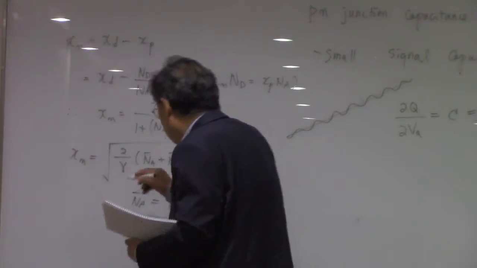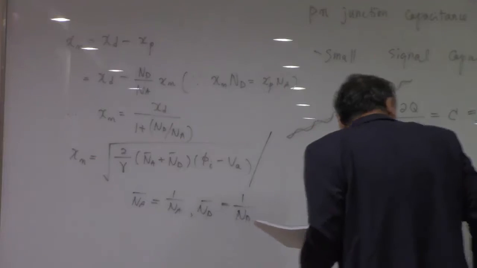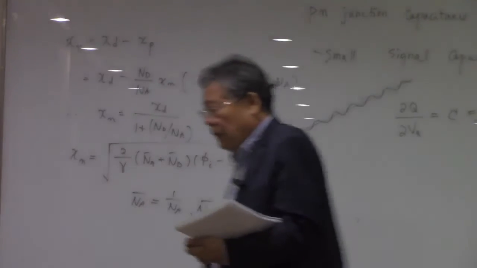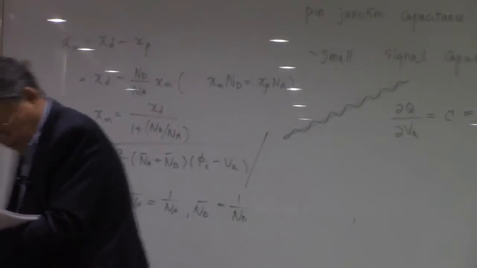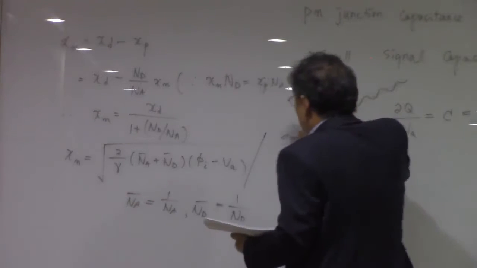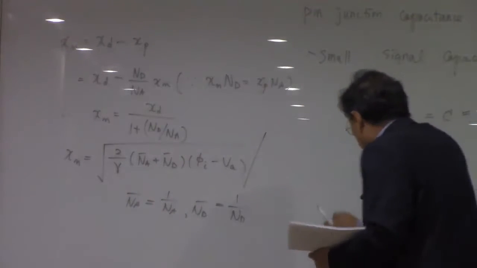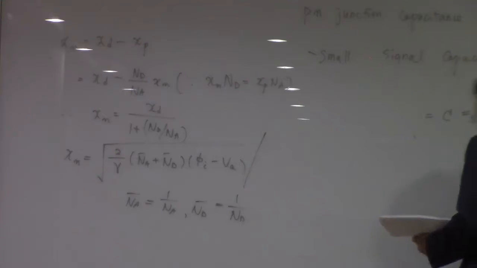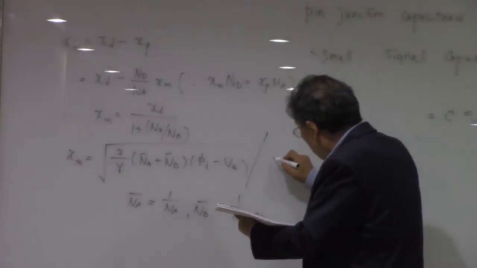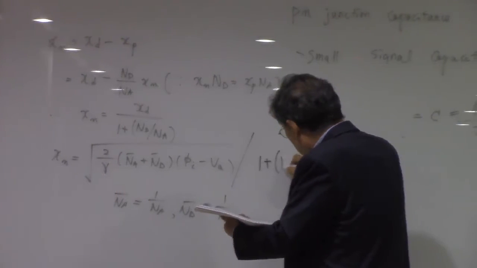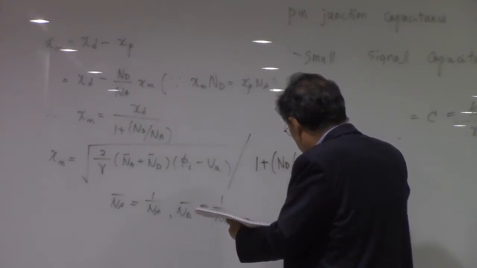Oh, I'm sorry. It has to have a numerator which is 1 plus N_D over N_A.